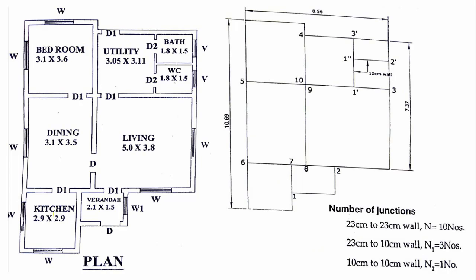So let us start from one point. Let us start from this corner. If you see, this is the corner we have. At the corners we don't have any junctions. What we have to do is find out the number of junctions, that is 23 to 23 centimeter walls, how many junctions we have, then 23 to 10 centimeter wall, and 10 centimeter to 10 centimeter wall. These three things have to be calculated. First we will calculate 23 centimeter to 23 centimeter junctions.